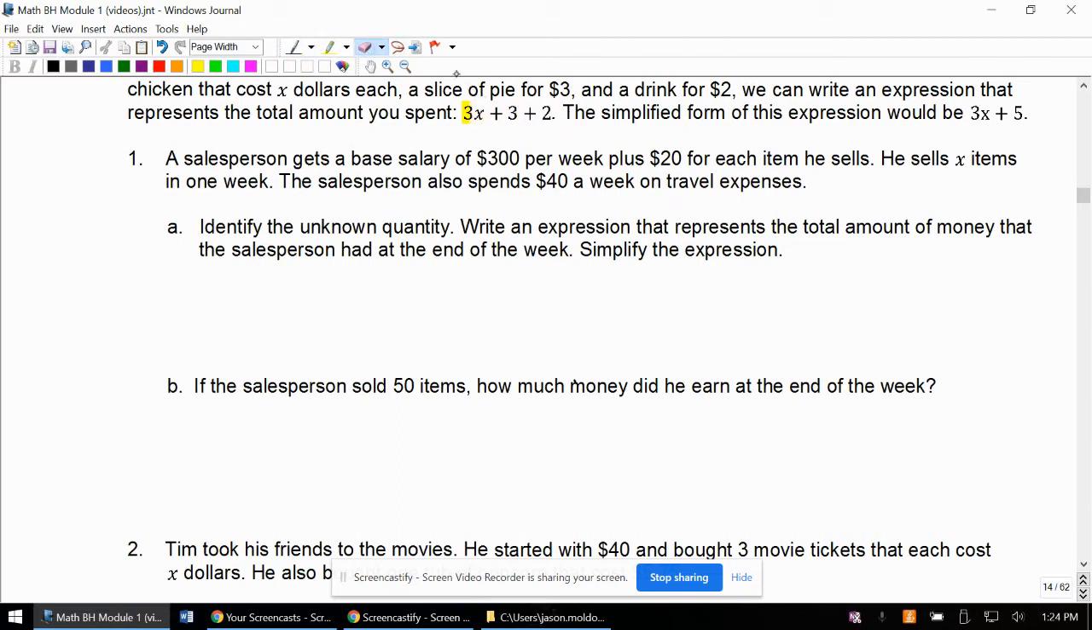So let's look at the first problem. It says a salesperson gets a base salary of $300 per week plus $20 for each item he sells. He sells X items in 1 week. The salesperson also spends $40 a week on travel expenses. Part A, identify the unknown quantity. Write an expression that represents the total amount of money that the salesperson had at the end of the week and simplify. In part B, if the salesperson sold 50 items, how much money did he earn at the end of the week?